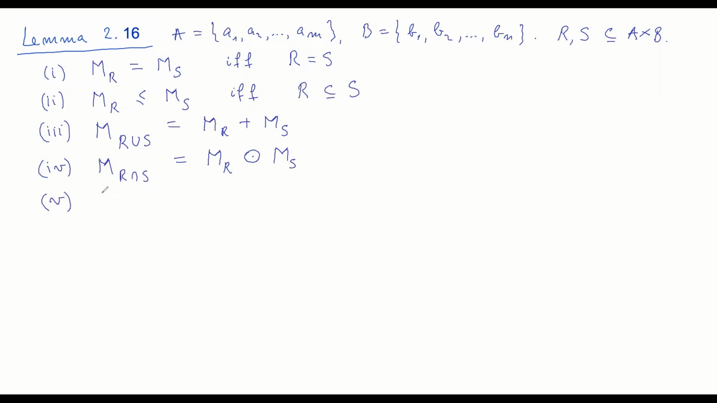The fifth one says the matrix corresponding to the complement of R is the complement of this Boolean matrix. And remember, we have defined this in the previous lecture. And finally, the sixth property is that the matrix corresponding to the empty relation is exactly the zero matrix, and this is a matrix of type M times N. And the matrix corresponding to the full relation A times B is exactly the one matrix, obviously of type M times N.